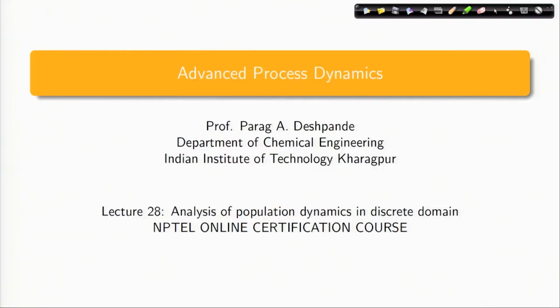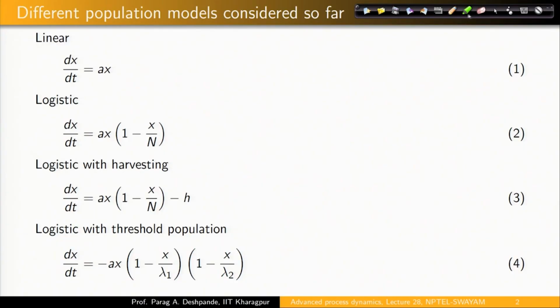Welcome back. We are currently discussing population dynamics. The various models that we considered till the last week were all continuous models. So, let us have a quick look into the models which we looked at till the last week. We started with a linear model given as dx by dt is equal to a x. We saw its limitations. We introduced a carrying capacity parameter to give us the logistic model.